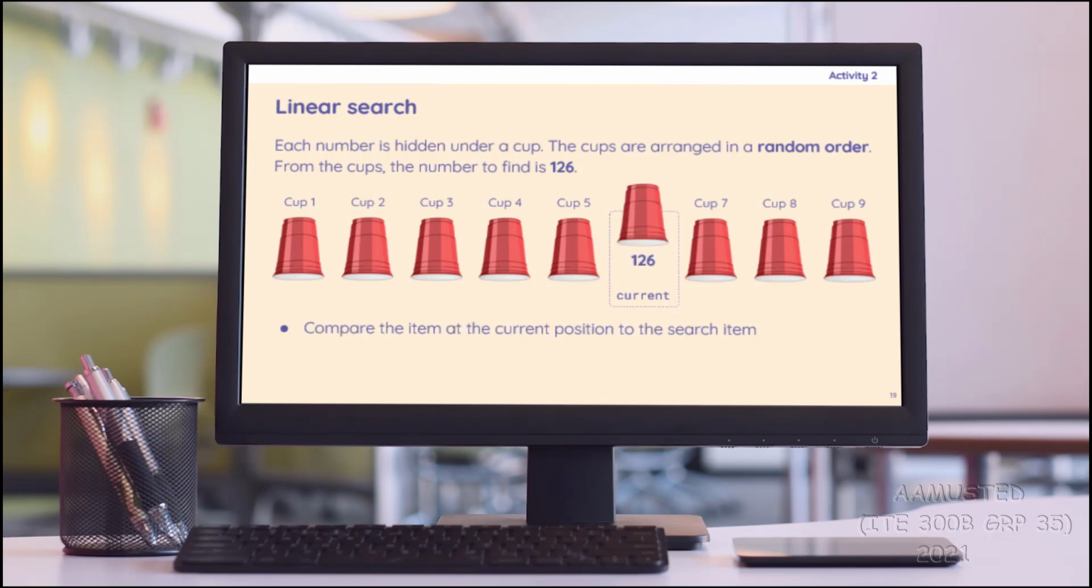We raise cap 6, and here we have that is the number we are looking for. This is 126. So now all we need to do is just give the location of this particular cap in which the number is found, which is cap 6, and then we stop the search. As simple as that. That is how a linear search in algorithm works. I hope this little activity has been able to demonstrate to you how linear search works in algorithm.